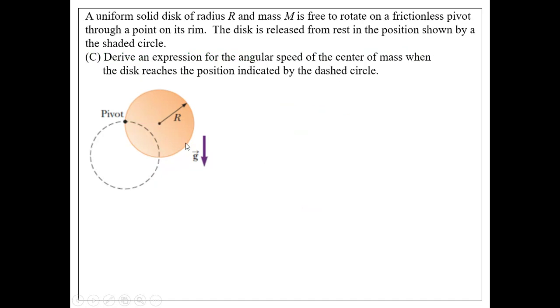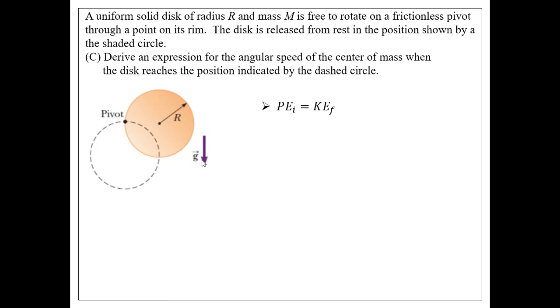Okay. Part C. Part C wants us to derive an expression for the angular speed where the center of mass is. All right, so let's do it. In order to do this particular problem, you have to use conservation of energy. Why? Because initially the center of mass of the solid disk is at a certain height, and then it's going to be dropped as it rotates. The center of mass is going to be somewhere else, a position lower than where it was.